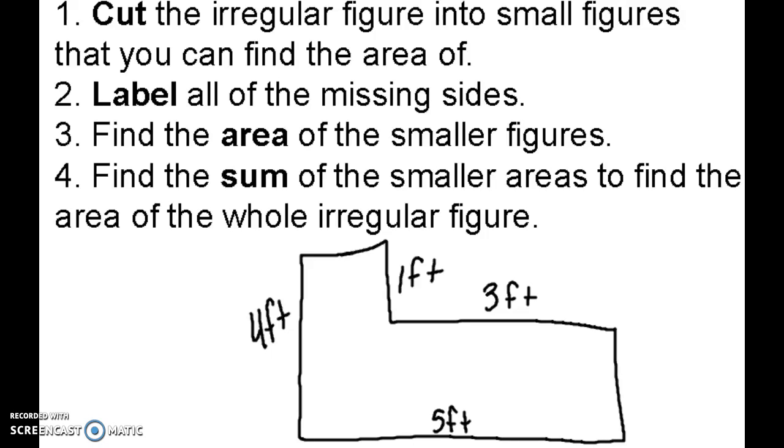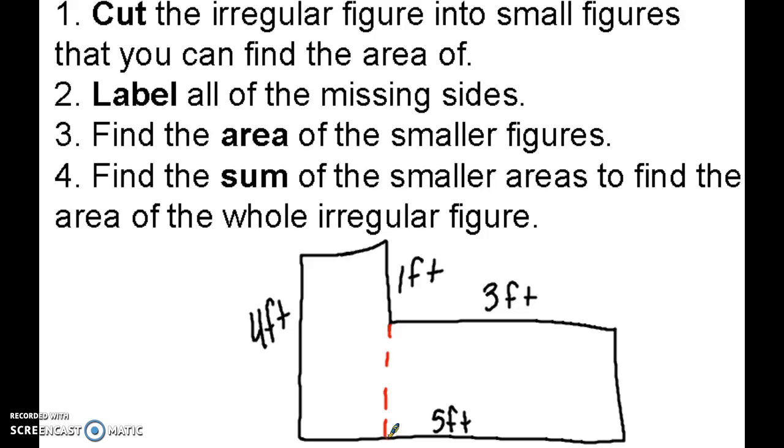Alright, yesterday we started journal notes on composite figures. We said that whenever you have a composite figure, first thing you do is cut the regular figure into smaller figures so that you can find the area of the smaller figures. Then we said that we label all the missing sides, so you have to look and see what information it's giving you, what information you have left.